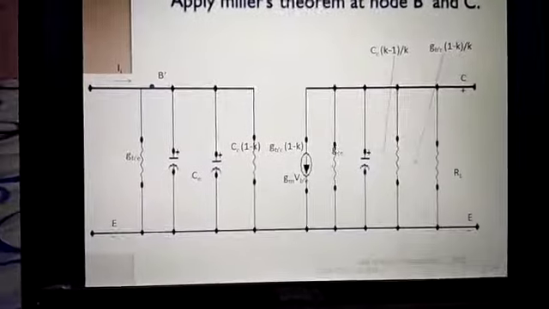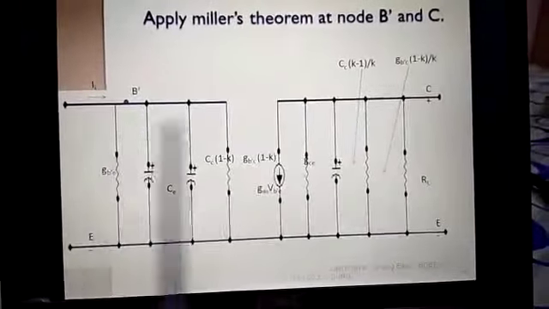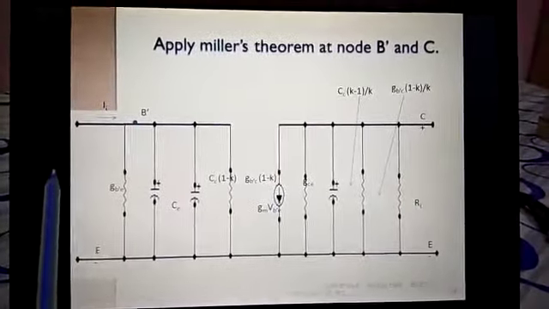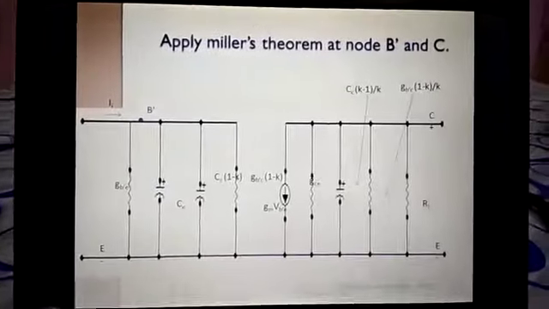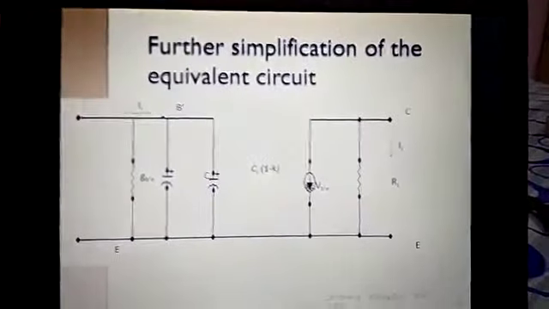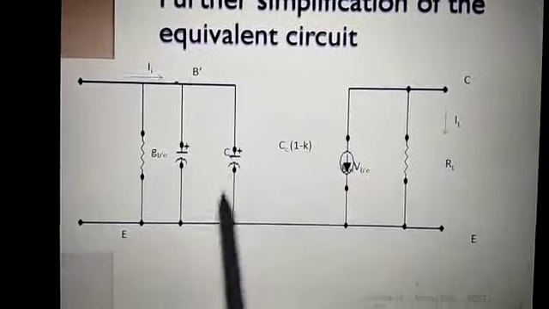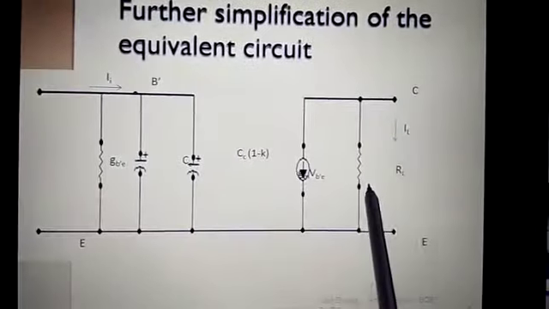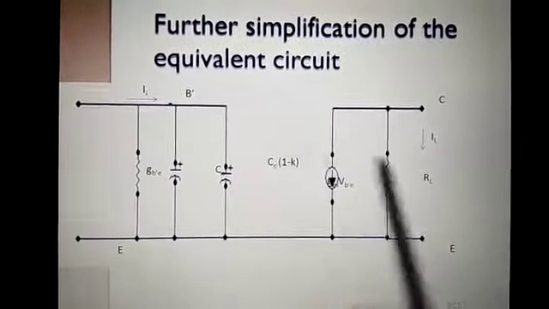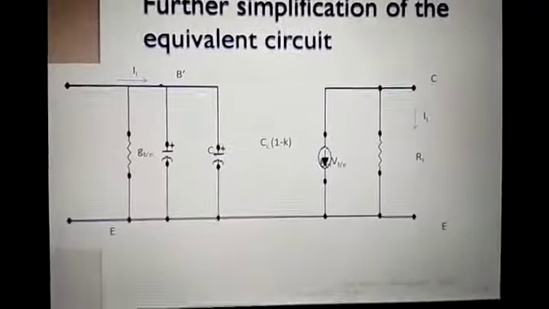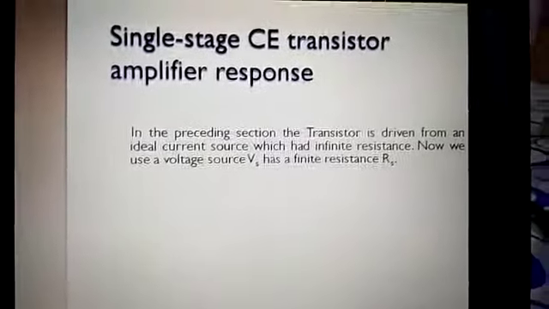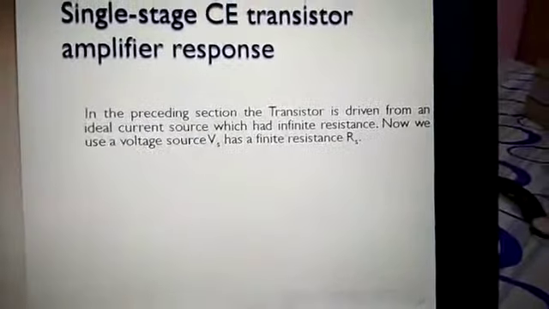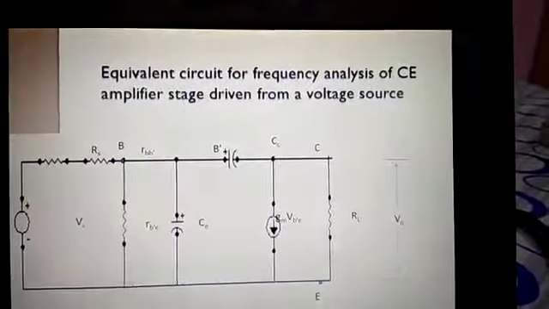Now using this Miller equivalent circuit, you can calculate the equivalent of this side and the equivalent of this side, and then find out the output current upon input current, that is current gain. This is called the short circuit current gain. This is the further simplification of the equivalent capacitances and equivalent resistances, which I have already told you. So the circuit will be reduced to such a small equivalent circuit, and from this you can calculate the single stage CE transistor amplifier response. So the response can be calculated with this particular diagram.